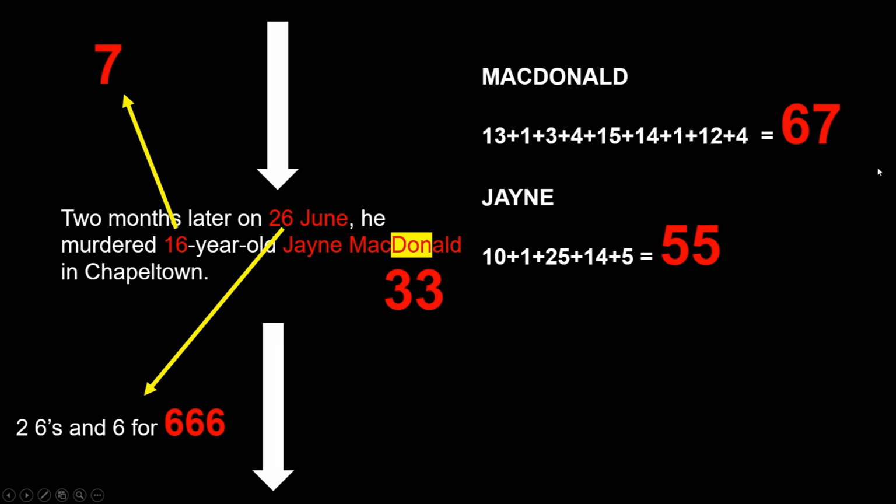MacDonald adds up to, would you believe, this 67 again, 33 off 100. Linked to 42, it's got main code 6 and 7 in. And Jane adds up to master number 55. And we've seen these numbers throughout so far.